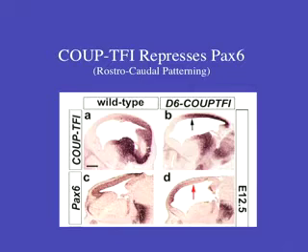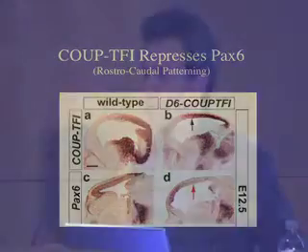Then Andrea looked to see whether or not the increased expression had an effect on the molecular patterning of the cerebral cortex. So here's the expression of COUP-TFI in the wild type and the overexpression. And to look at the molecular pattern, we used an analysis of the expression of PAX6 transcription factor, which is expressed high rostrally and low caudally. And when we overexpress COUP-TFI, in the region where there's increased COUP-TFI, there's downregulation of PAX6.